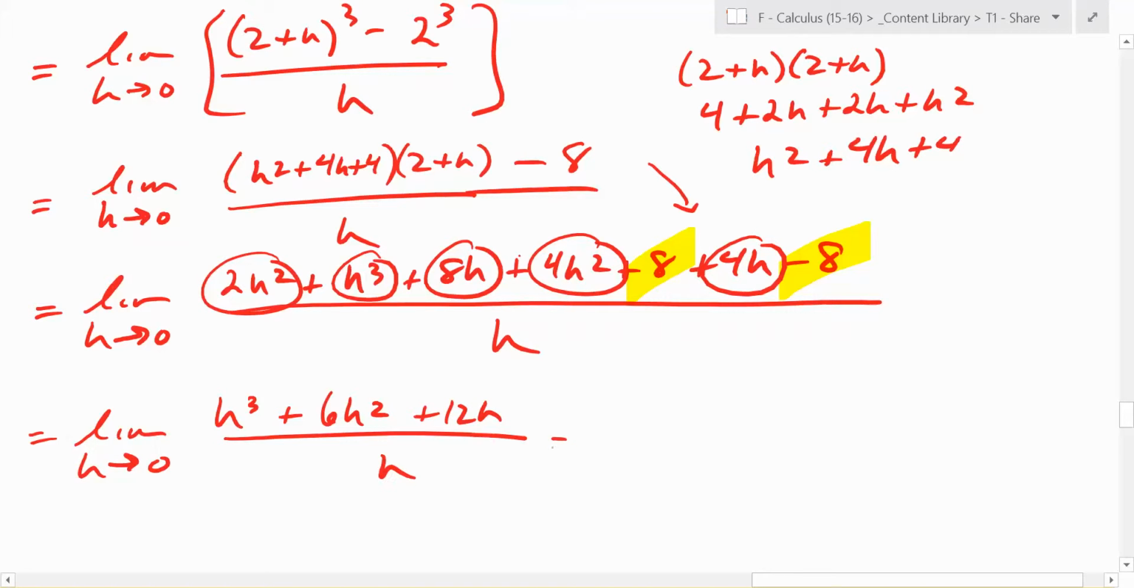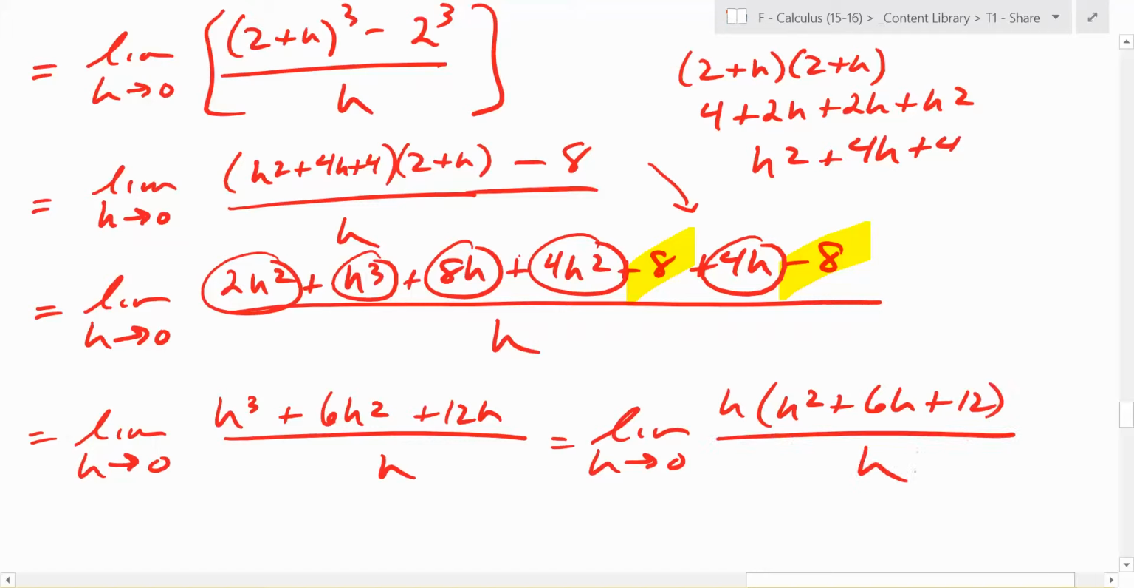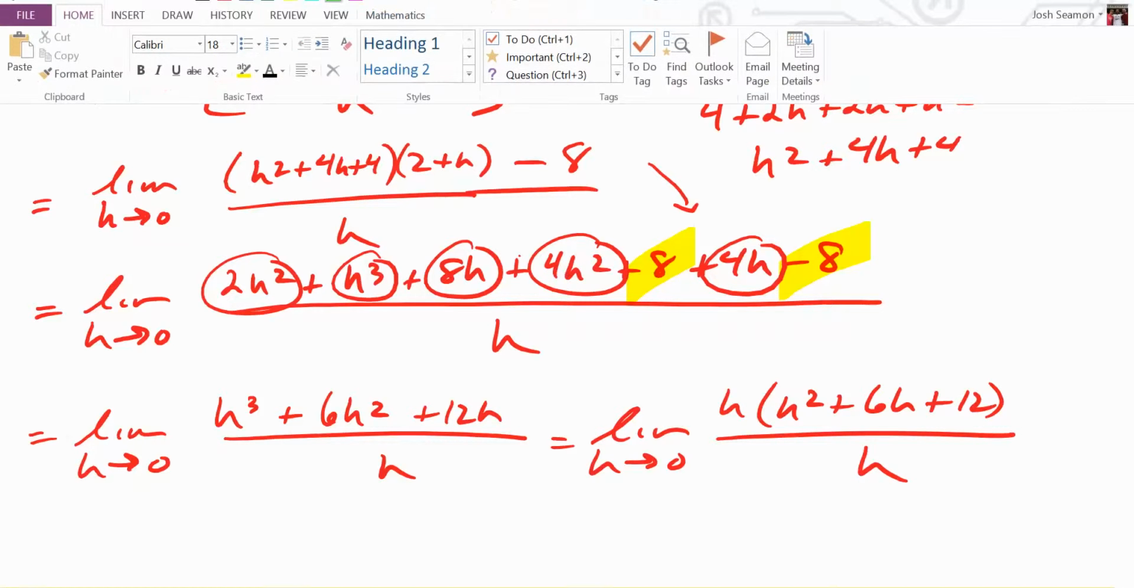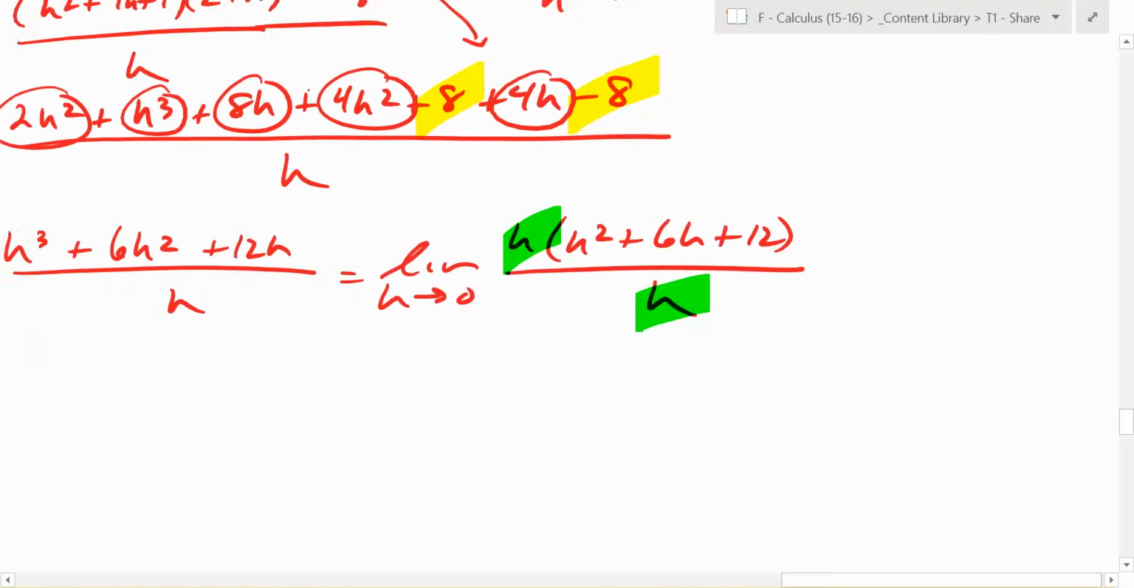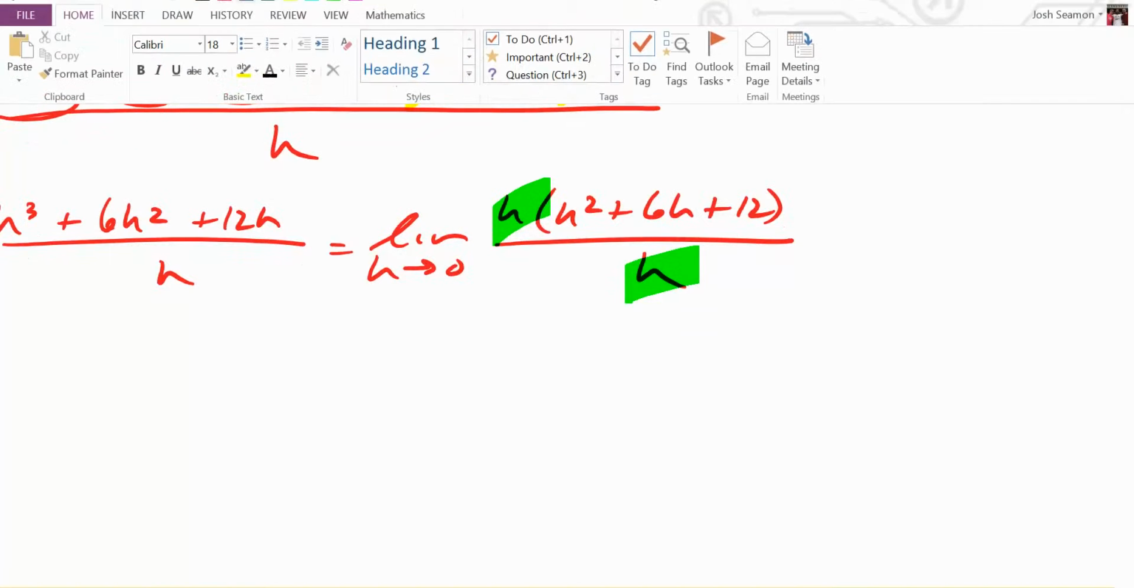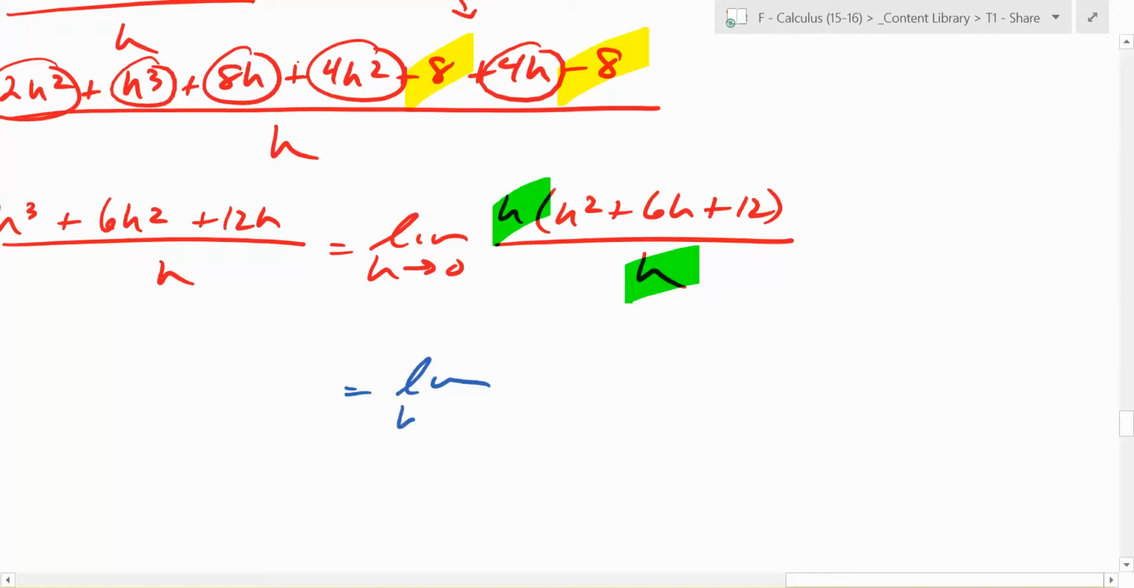What can we factor out of the top? We have h times h squared plus 6h plus 12, all over h. Can't anything cancel now? Yeah, the magical thing cancels. That right there goes away, leaving you with, drum roll, the limit as h goes to 0 of h squared plus 6h plus 12. Can we now plug in 0 for h? What does that equal? 12.